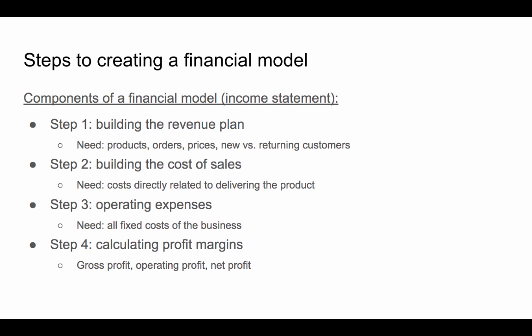You have your gross profit margin, which has to do directly with the product itself. You have your operating profit margin, which is your profits but before taxes, and then you have your net profit, which is your profit after taxes. So let's jump into a real financial model and walk through how we build one.